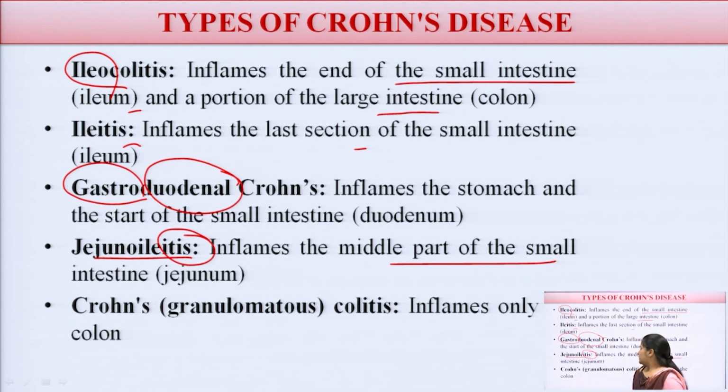Now, the last one is Crohn's colitis. As the name denotes, colitis means inflammation in the colon area only. If there is ileocolitis, there is inflammation in the ileum as well as the colon, but colitis means there is inflammation only in the part of the colon, and ileitis means there is only inflammation in the ileum part.